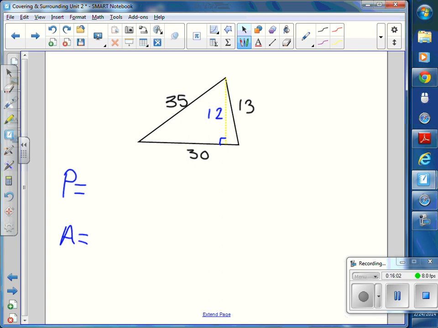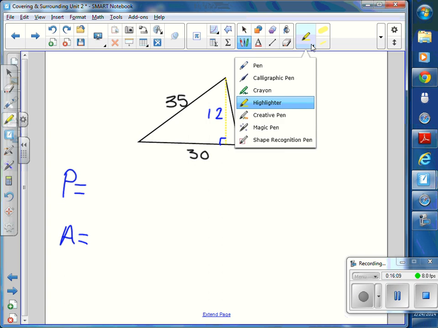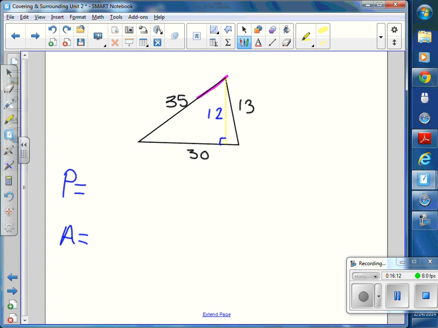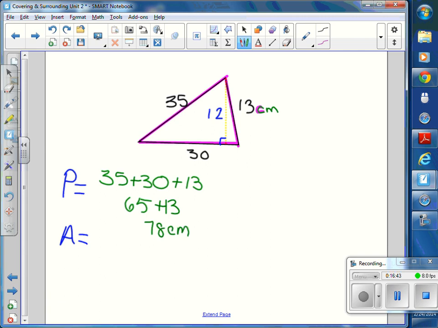find the area. So for the perimeter, you basically only look at the numbers where? On the outside, right? On the rim, right? So we would do 35 plus 30 plus 13. And let's say these are all also centimeters. So what's 35 and 30? 65 plus 13. What's 65 and 10? 75. 75, add 3 more. 78. So 78 centimeters.